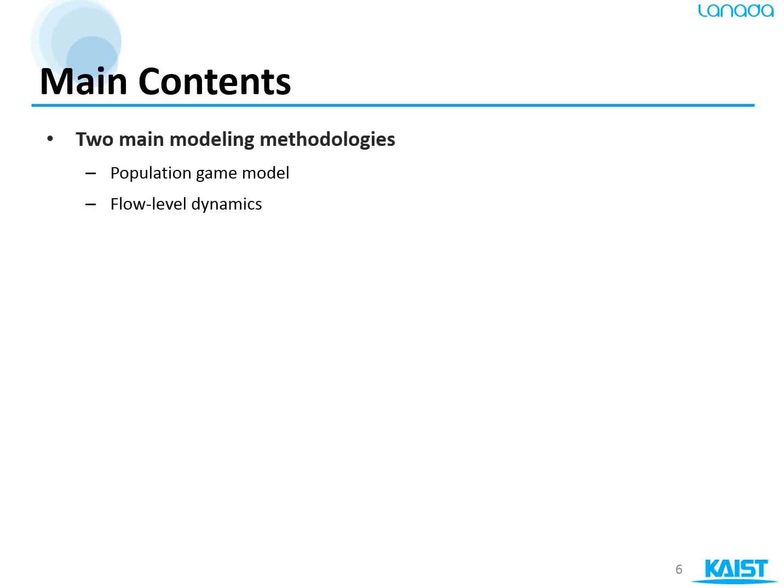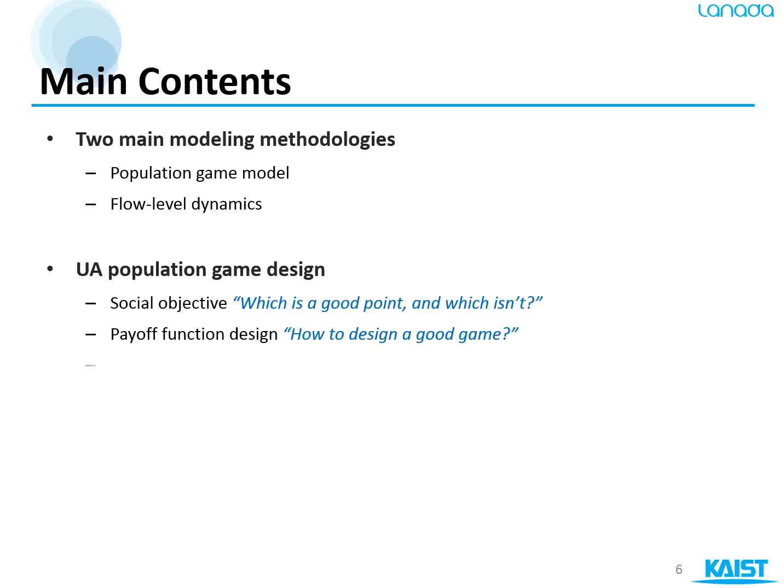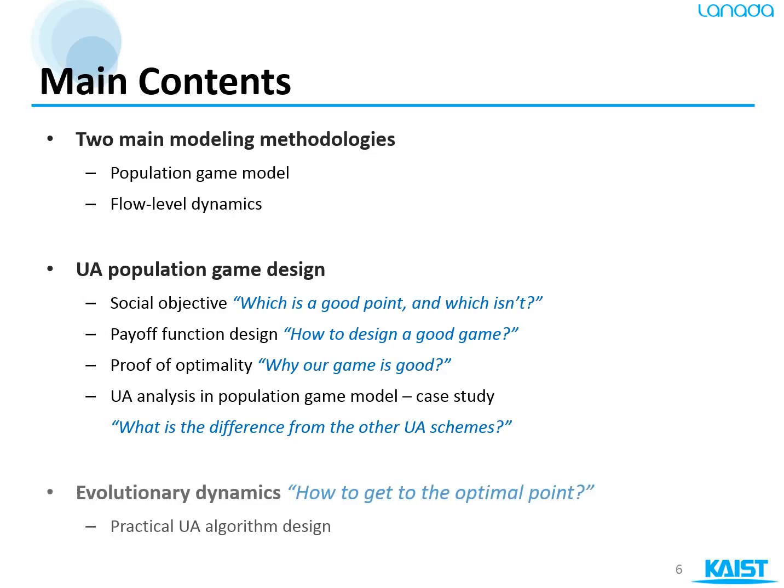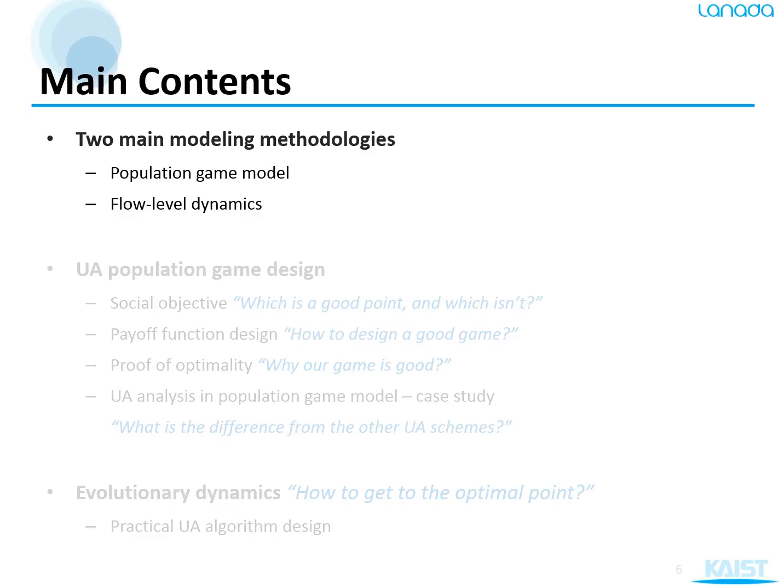Throughout the talk, I first introduce two main modeling methodologies, and then I will introduce the user association population game design by answering several design questions. Finally, I will briefly introduce the concept of evolutionary dynamics to design a practical user association algorithm and conclude the talk. First, I will explain two main modeling methodologies, which are the population game model and flow level dynamics.